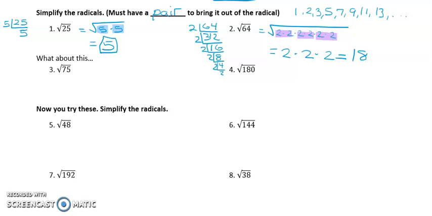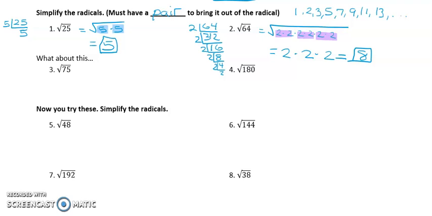We could have thought through and said, hey, 64 is 8 times 8, which is 2 pairs of 8. 8, 16, 24, 32, 40, 48, 56, 64. So 8 times 8 is 64. So that is one of our perfect squares. And it's helpful if you know your perfect squares.